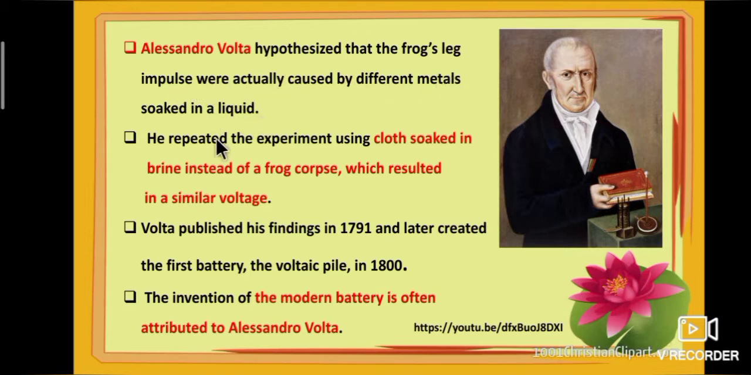He repeated the experiment using cloth soaked in brine instead of a frog corpse, which resulted in a similar voltage. Volta published his findings in 1791 and later created the first battery, the voltaic pile, in 1800. The invention of the modern battery is often attributed to Alessandro Volta.